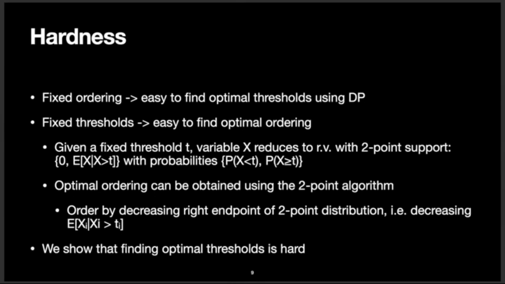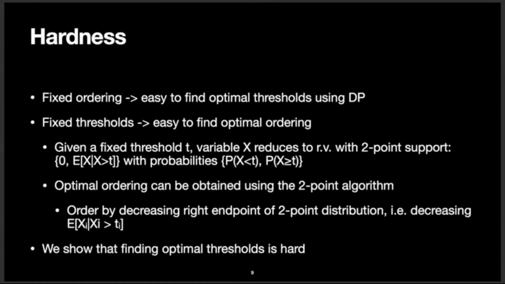So if the thresholds are fixed, then each variable actually reduces to a 2-point distribution. So it has support on 2 points. Basically here it's 0 and this conditional expectation. So this is the expected value of x given that x is greater than the threshold, with probabilities: probability x less than t and probability x greater than or equal to t.